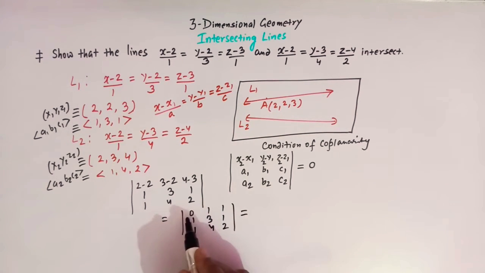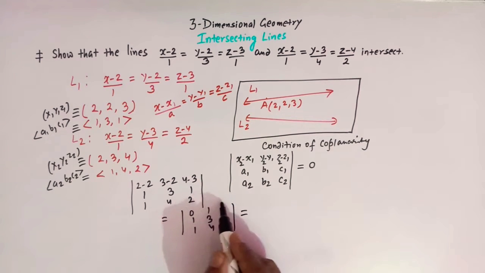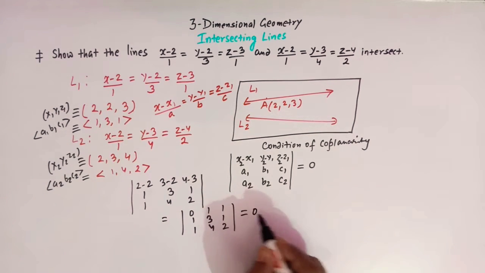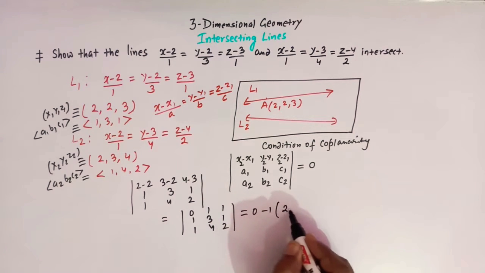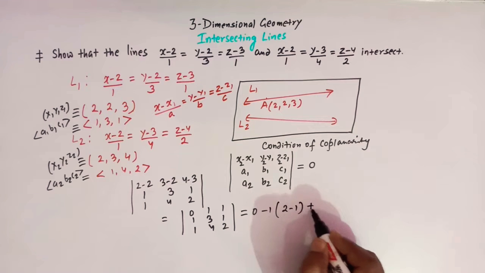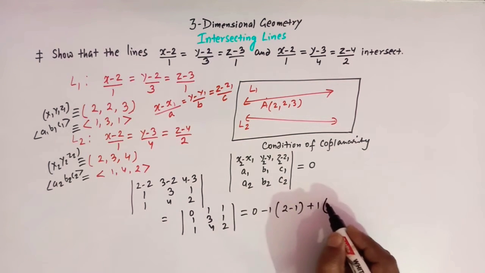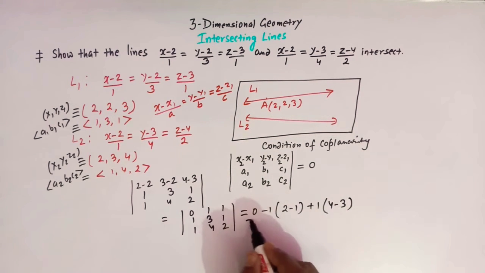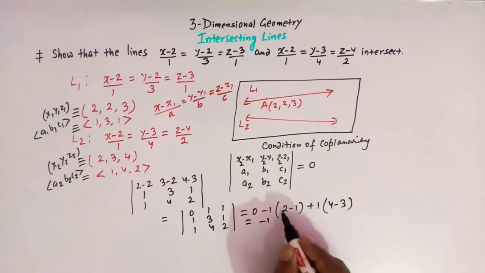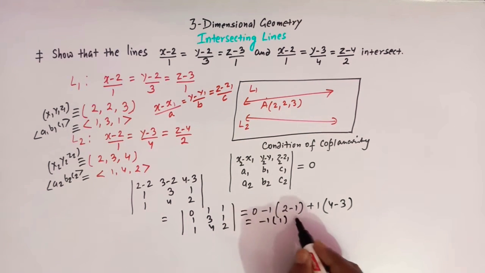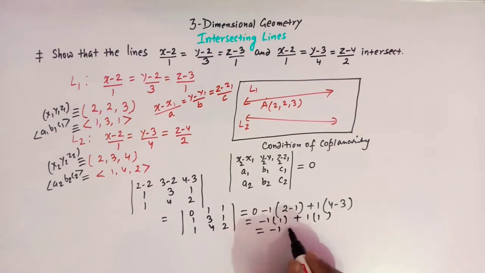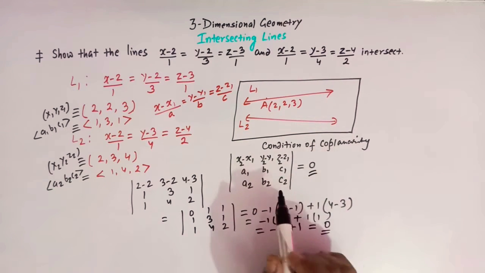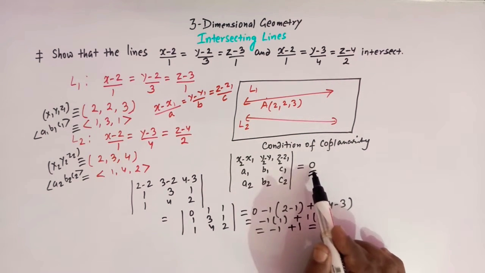Now if we expand this determinant along the first row, we have 0, and then we have minus 1, and we have 2 minus 1, and then we have 1, and we have 4 minus 3, right? So now this is minus 1, and 2 minus 1 is 1, and here we have 1 times 1, so this is minus 1 plus 1, that is 0, right? So we have got the value of this determinant as 0.